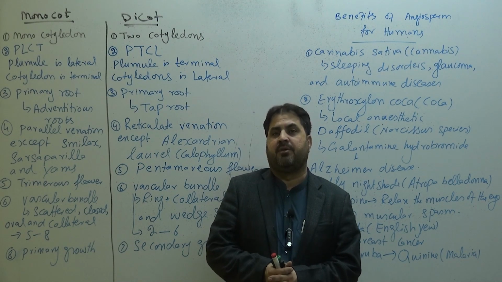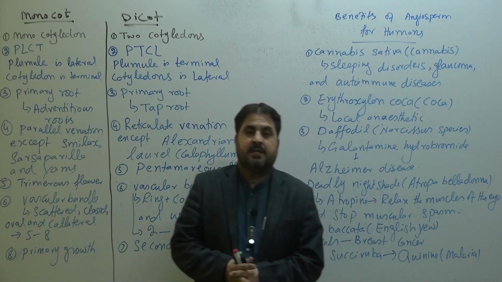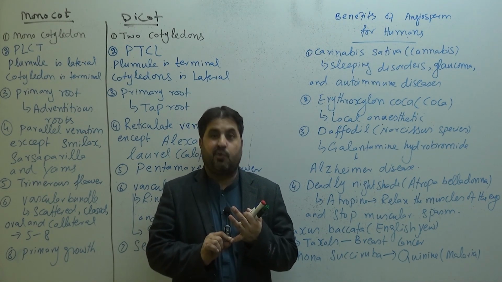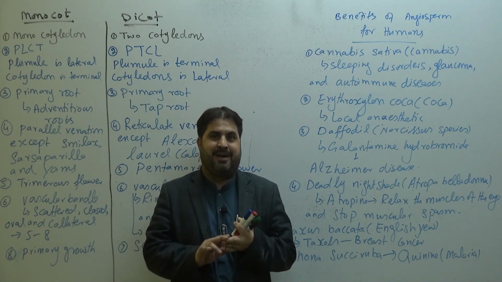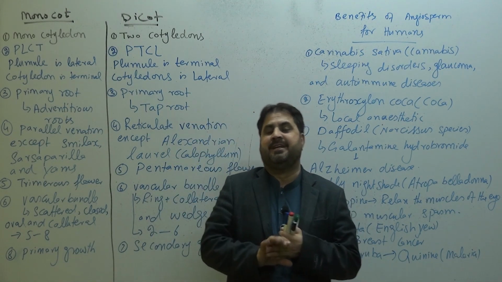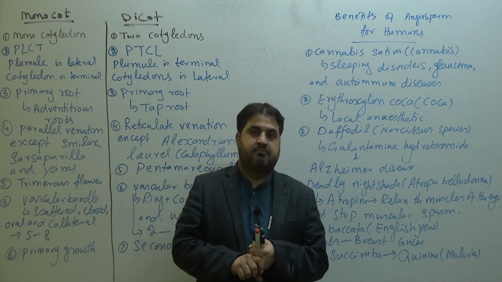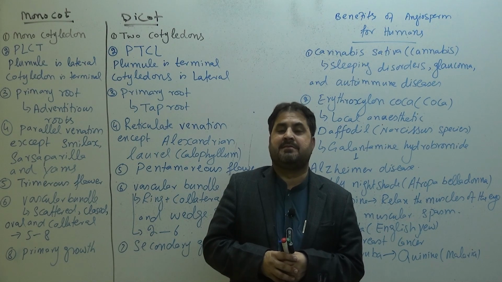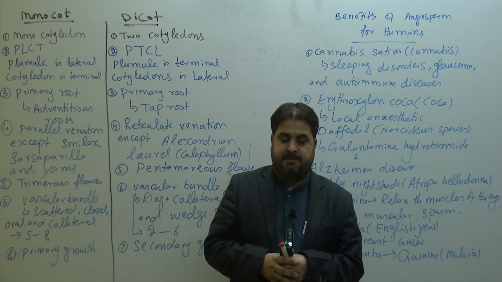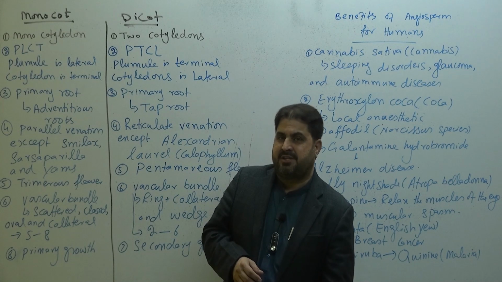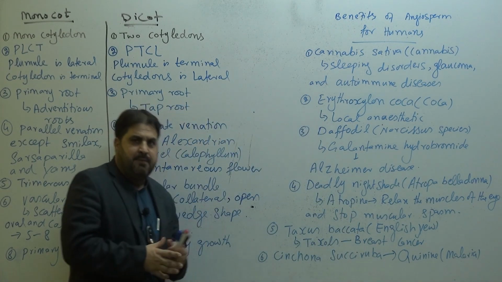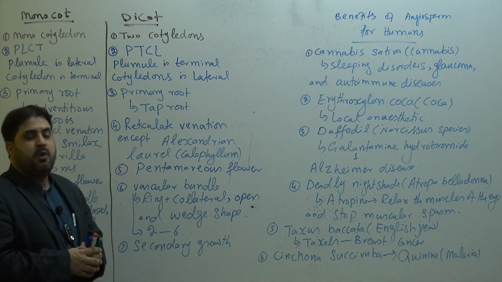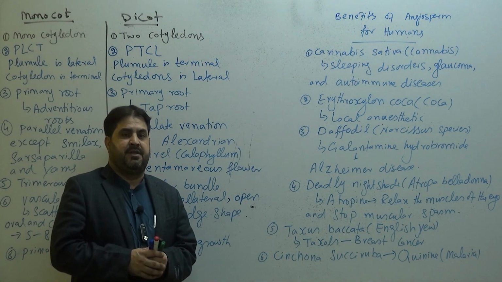So what is the difference between Monocotyledonous and Dicotyledonous? Remember one thing: rice, wheat, and barley are monocotyledonous plants, while pulses, beans, and grams are dicotyledonous plants. Now what is the difference between monocots and dicots? Simply, in a monocotyledonous plant there is a single cotyledon, while in a dicotyledonous plant there are two cotyledons.